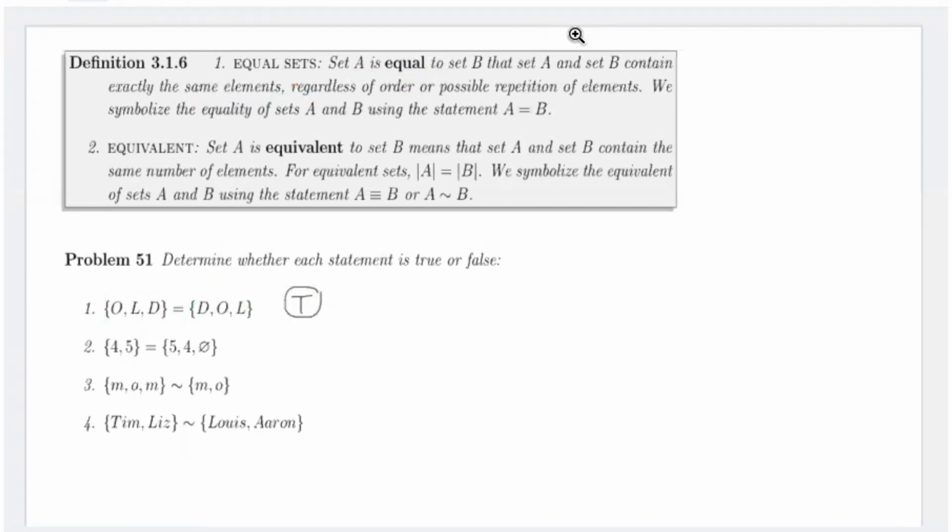Okay, let's look at number 2. We have set {4, 5}, which is equal to set {5, 4, and the empty set}. Remember, equal means the same elements. Look at the elements of the set. Michael, true or not?